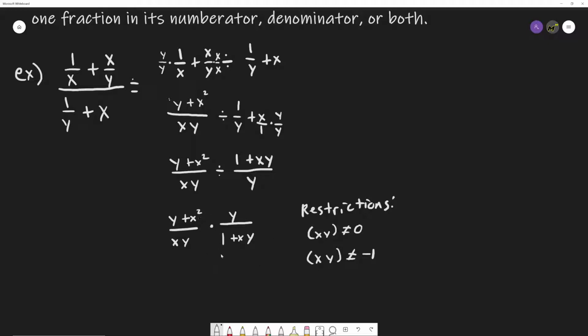Now let's see, what can we cancel? Not a lot. It looks like the only thing going away would be the y here and the y here. Technically it couldn't be the y inside the parentheses, because it's adding to the x squared. This y would be multiplying all of that, so you could divide that out. It looks like nothing else could cancel out, leaving you with y plus x squared in your numerator, and we'd have x times 1 plus xy in your denominator. That would be the simplified form.